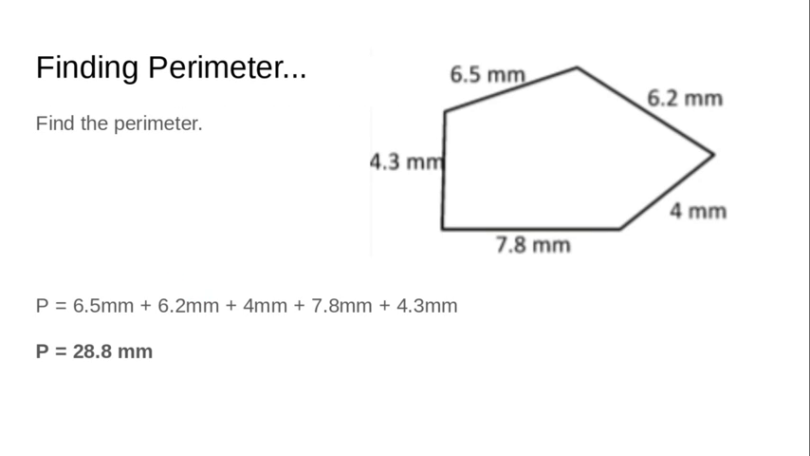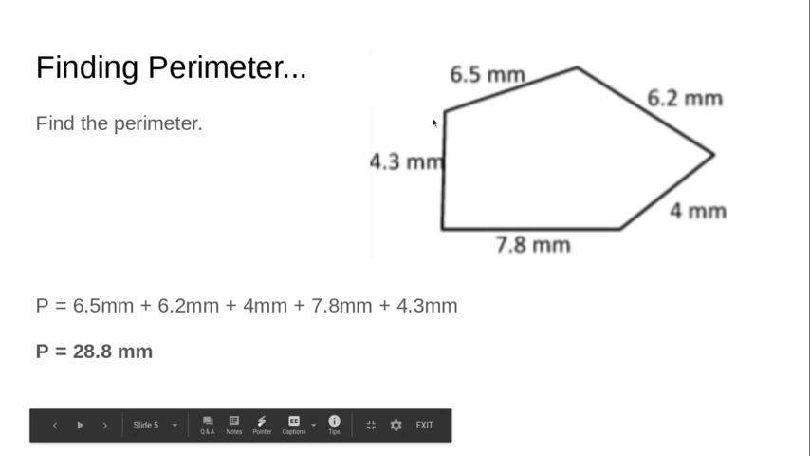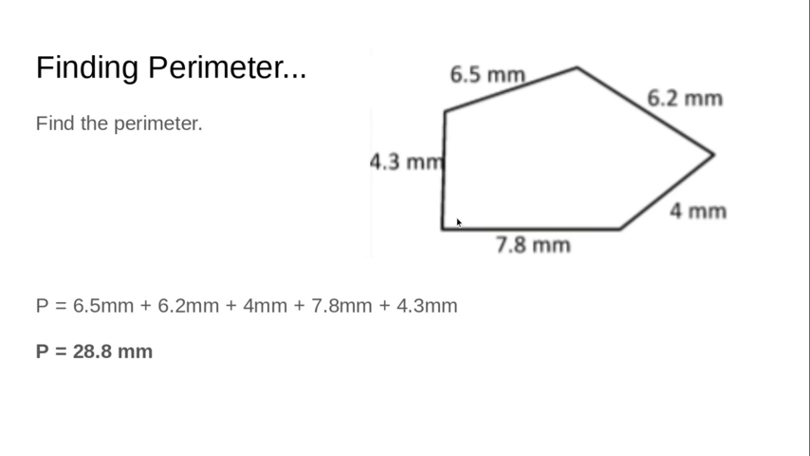So I've given you another irregular polygon. You would just want to take any starting point you want. I used the top left and went clockwise, which is what I typically do. So 6.5, 6.2, 4, 7.8, and 4.3. We're just going to add those up. We get 28.8 millimeters.